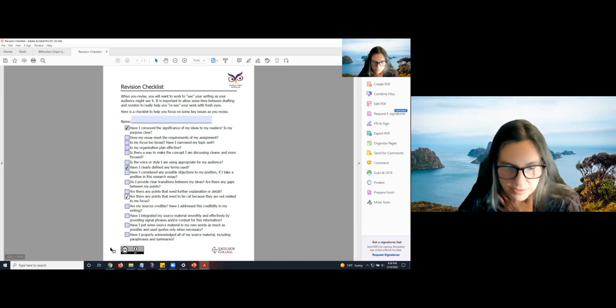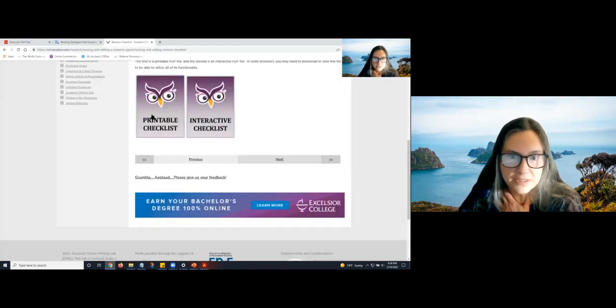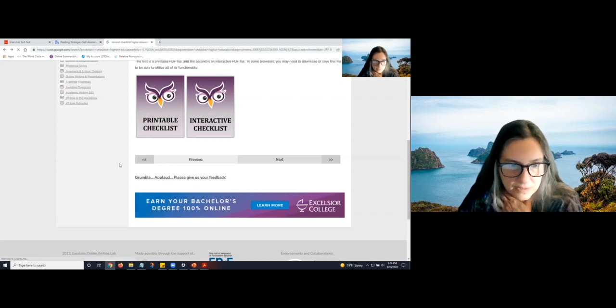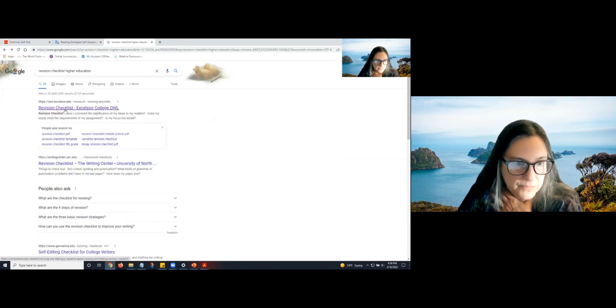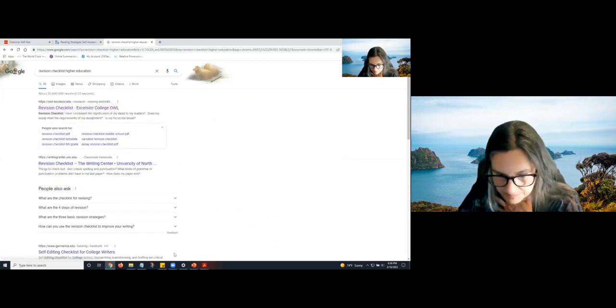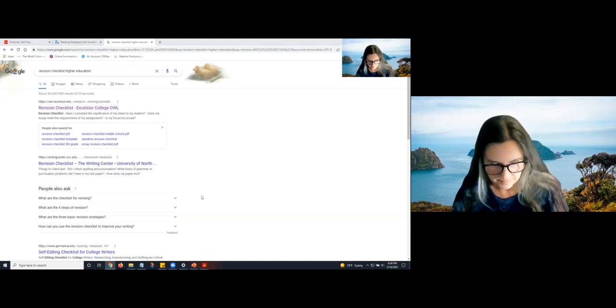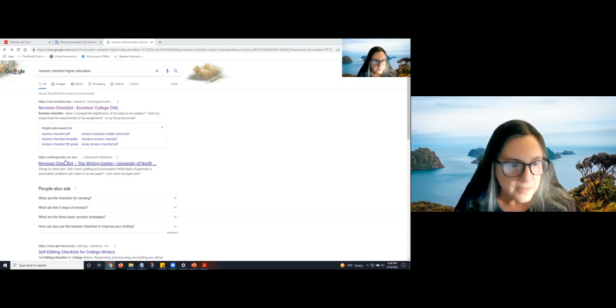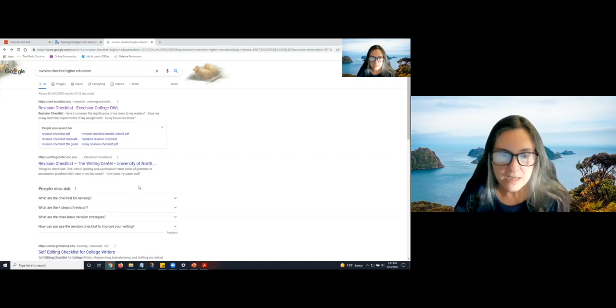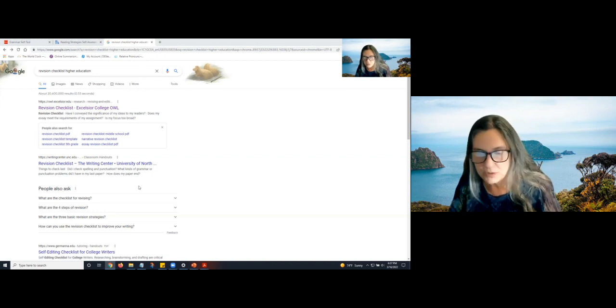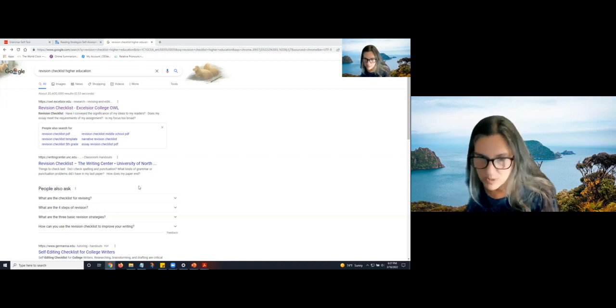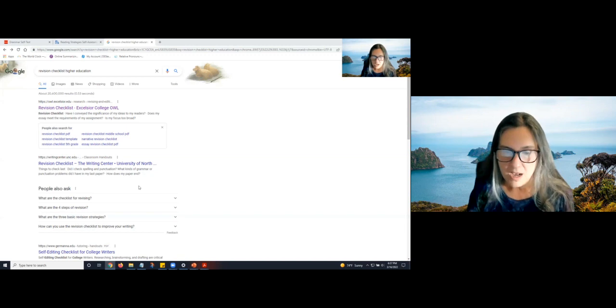So here's one. Let me get you these two links. Copy link address, put that in chat. And then I'm going to copy the UNC one. I haven't looked at it, but I love that they have a lot of cool things. And I'm going to put one more thing in here too.